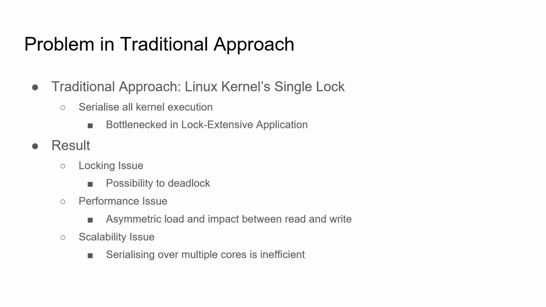Performance issue. Usually, reading occurs more frequently than writing, and writing has more impact than reading. The single lock treats the two kinds of operation with the same priority, which is inefficient. Scalability issue. A single lock serializes operations over multiple cores, which is inefficient.